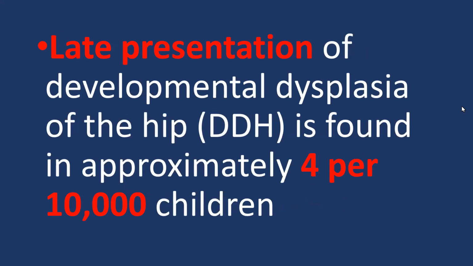One should not forget that there is a late presentation of developmental dysplasia of the hip. It is found in approximately 4 per 10,000 children. I'm going to leave this lecture and I'll tell you something that you should know. In the past, كنا نسميها congenital dislocation of the hip. Nowadays, we call it developmental dysplasia of the hip.